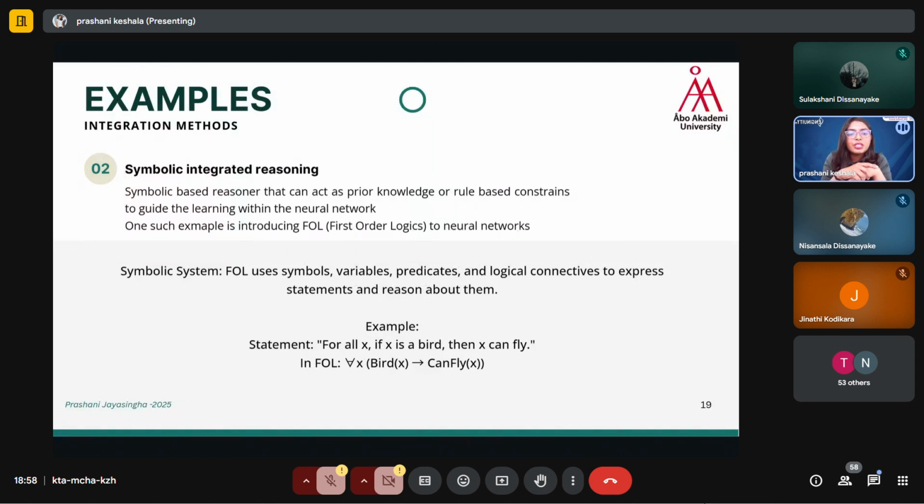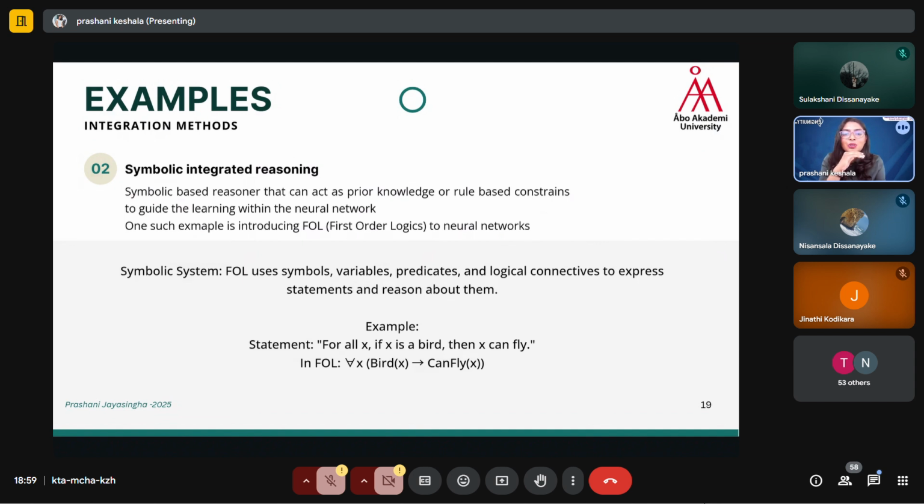First order logic is as simple as before as well. With first order logic, you are explicitly giving it some kind of facts, and that is going to be the prior knowledge, and it's going to be very simple facts. You are not going to overcomplicate it. For example, for all x, if x is a bird, then x can fly. So in first order logic, that's how you write it.